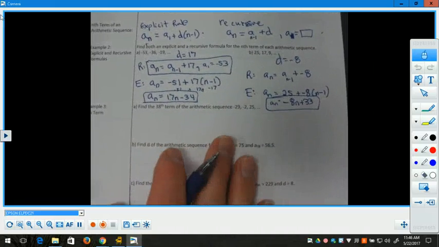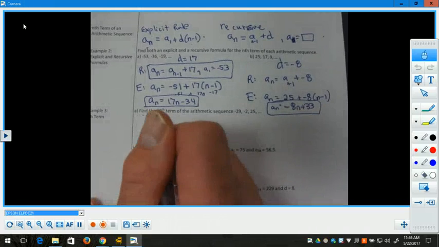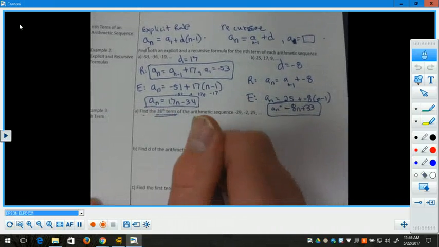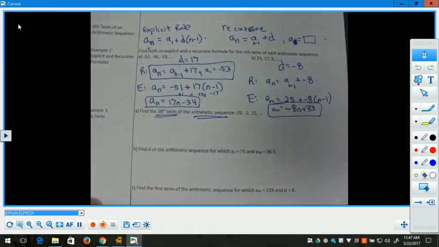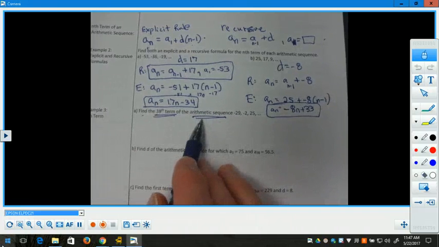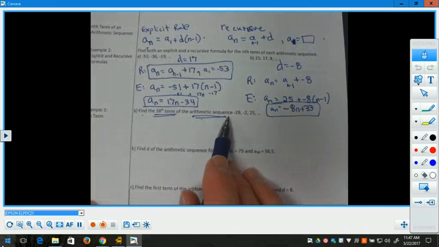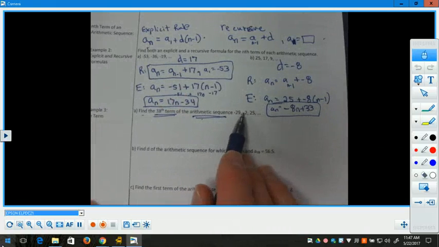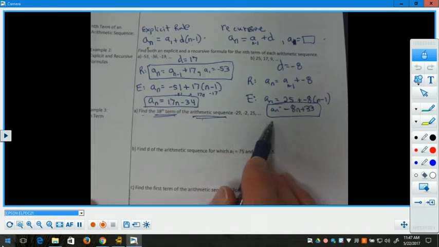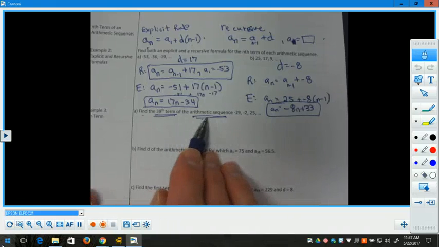For letter A, an example 3, find the 38th term of the arithmetic sequence. When they say arithmetic sequence and find the term, we know we first need to find the explicit rule. Or if you want, you could do this until you get to the 38th term using the recursive rule. I would not recommend it, but you could.